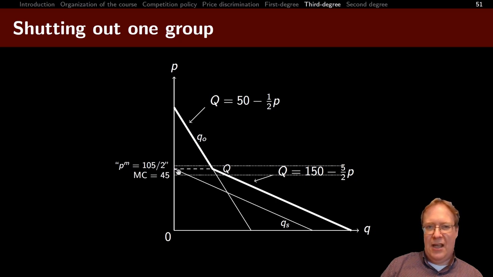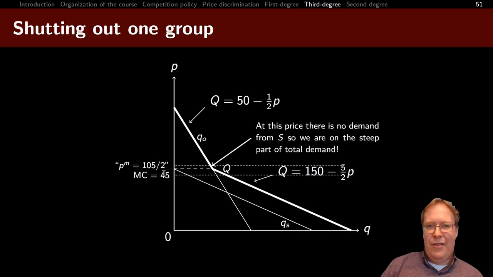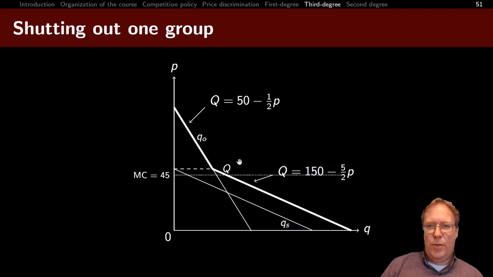But that doesn't make sense because then I would have negative demand from the senior citizens. So at that price, there is no demand from S. So we should be on the more vertical part of the demand function. And this is the profit maximizing. Take that into account. Okay.